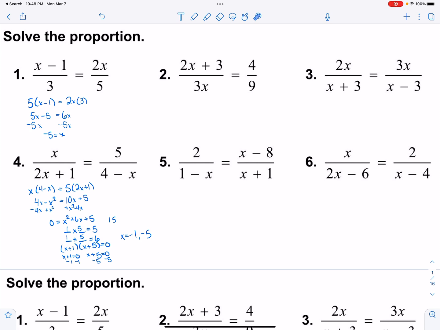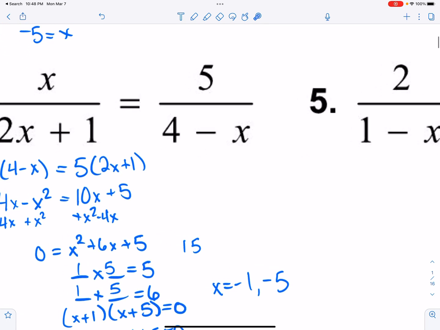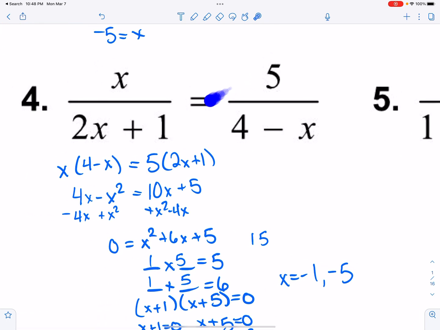Number 4 on the bottom, and the way the rest of the bottom ones look, however, is quite a bit different. So I'm going to really zoom in on this. We set up our cross products the same, but once we do that, you'll notice that we have an x squared term that doesn't cancel out. So when we do this, we want to get all of this stuff on the same side. When we do that, you can see this line here.